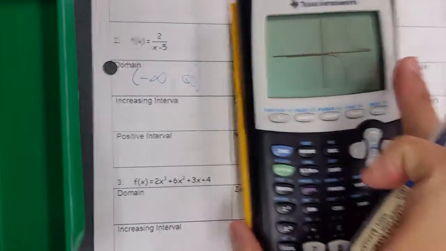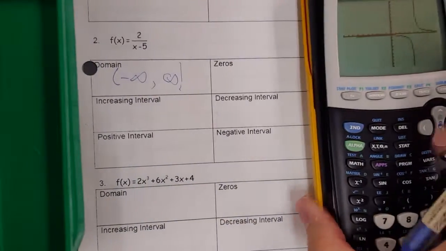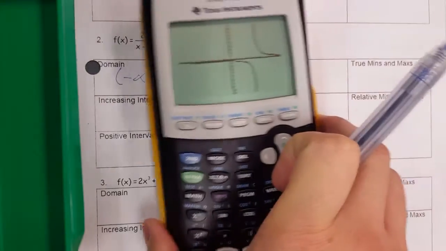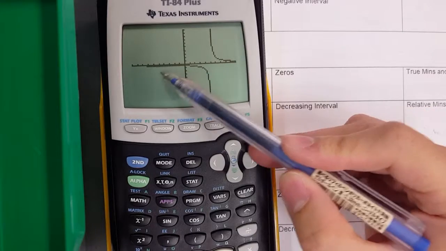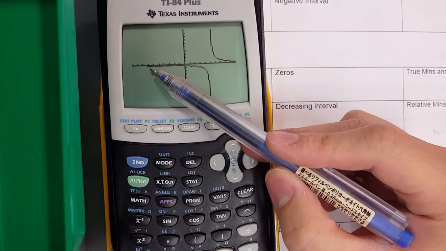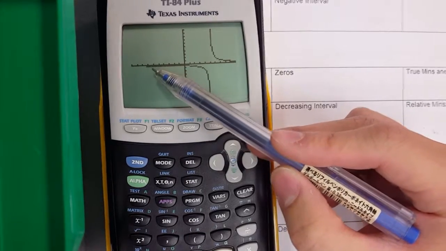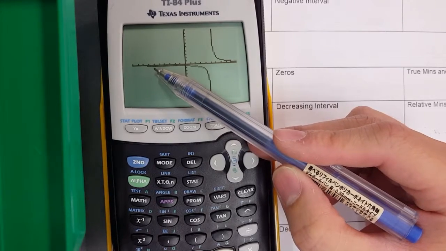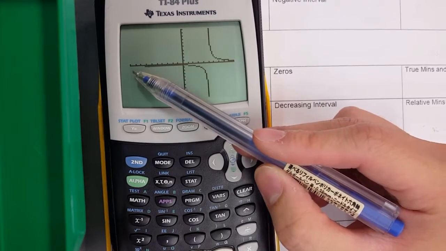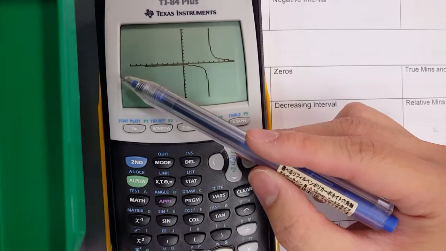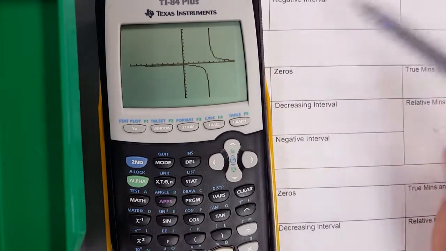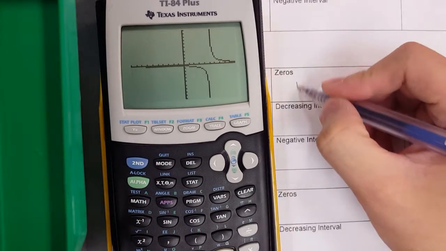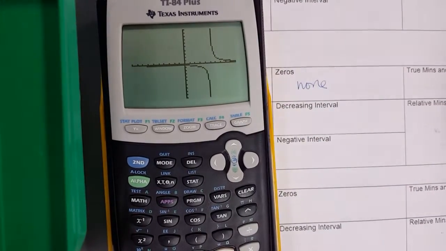Sorry, it's kind of messy. The zeros are where it touches the x-axis. And notice that here, it's a really thick line underneath the x-axis. That means it doesn't touch it at all. It just goes on infinitely forever without touching the x-axis. Same with this way. It never ever touches the x-axis. So for this one, it's going to be none.